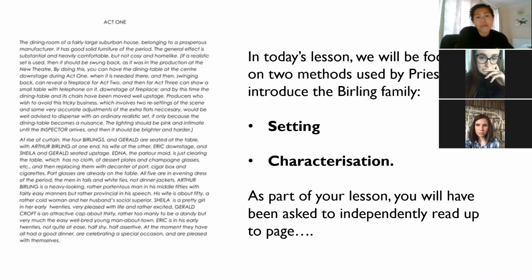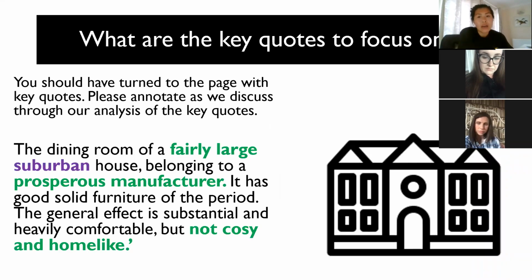In today's lesson, we're going to be focusing on two methods used by Priestley to introduce the Birling family before you actually hear the characters speak. There are two important things: the setting and characterization. So what are the key quotes to focus on? You should have read the stage directions, and we're going to go through some key ones. As you're going through, it might be a good idea to highlight them or jot them down. In the opening, it's really important that we look at the setting.